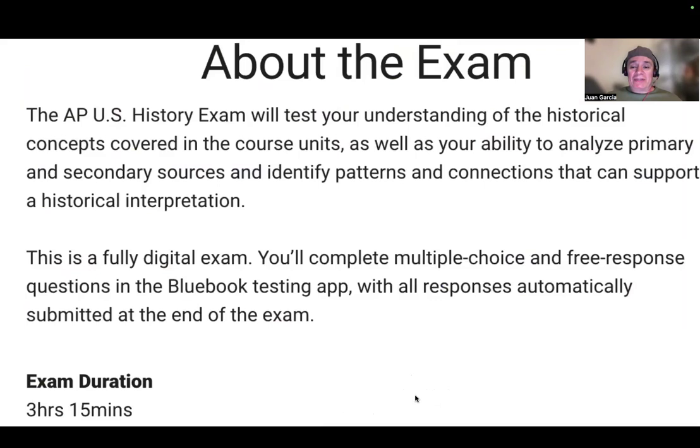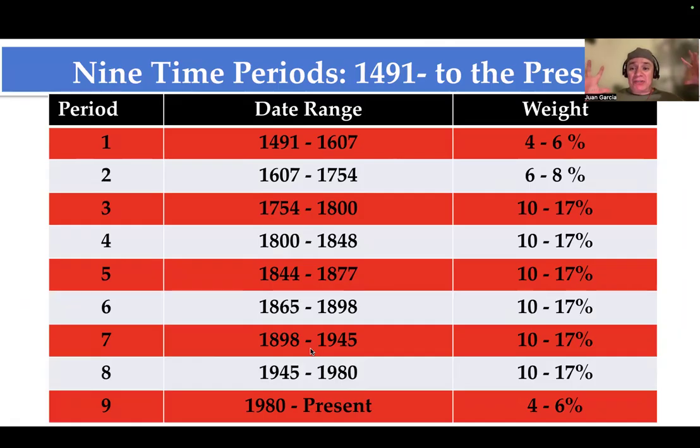Let's get started. So this exam, guys, you can pause this page if you need to read it more carefully, but this exam is going to test your skills and your knowledge of history, okay? It lasts about 3 hours and 15 minutes. These are the time periods covered in this test. There are 9 of them, from 1491, when these lands were inhabited by Native American people, who had civilizations, cultures, languages, traditions, economic systems, etc., all the way to the present.